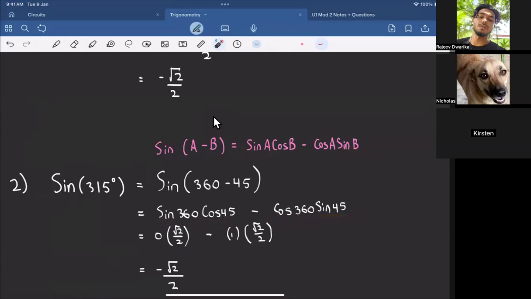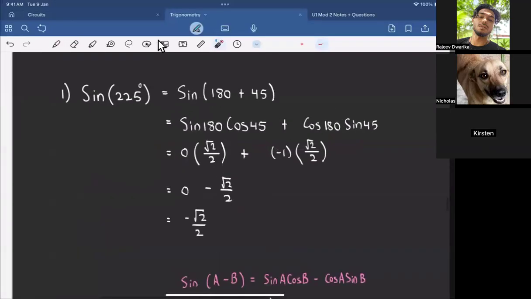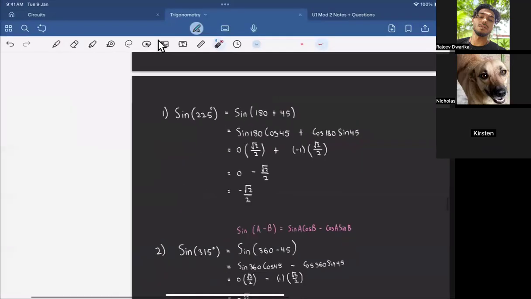You understand how I get this line? Yeah, that's basically what I'm doing. So this A, this B, we're just plugging it in, and I'm doing that for all of them. Look at this one. A plus B, A is 180, B is 45. So sine A, sine 180, cos B, B is 45. Cos A is 180, B 45. Right?